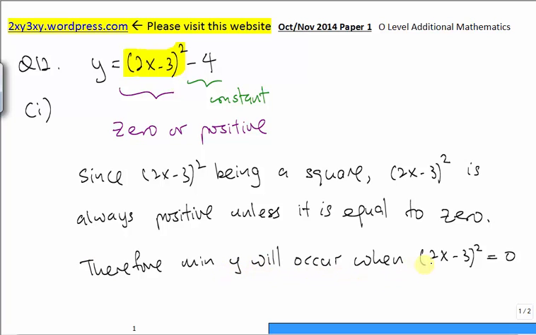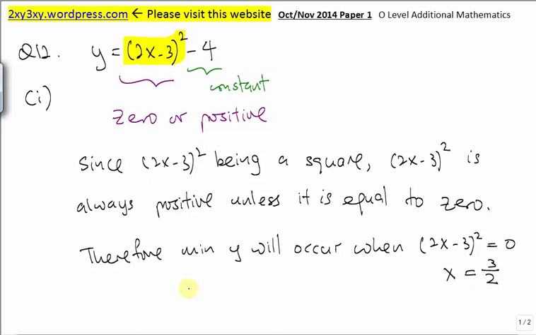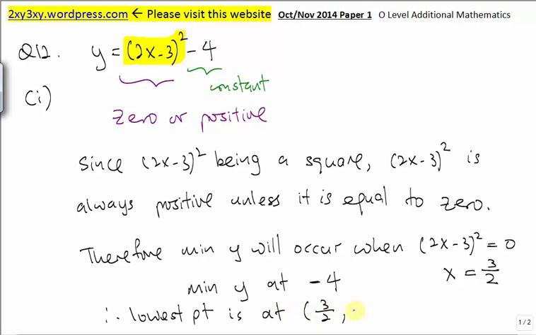Minimum y will occur when (2x - 3) squared equals 0. If we solve this expression, we will get the value of x equal to 3 over 2. That means when x equals 3 over 2, it will give us the minimum y, and this minimum y will be at -4. Remember, when this is 0, y will be equal to -4. This will be the lowest value of y, the minimum y. Therefore, the lowest point is at x equal to 3 over 2 and y equal to -4.